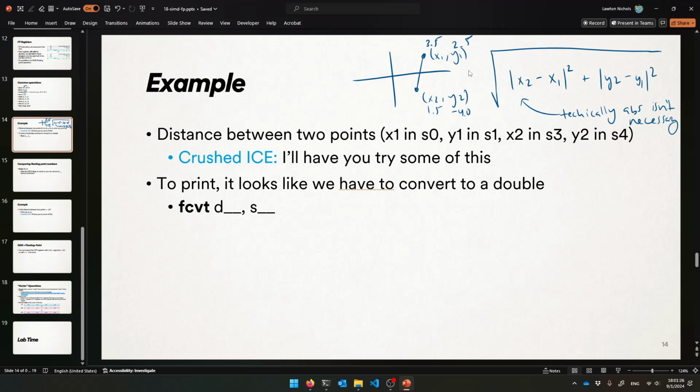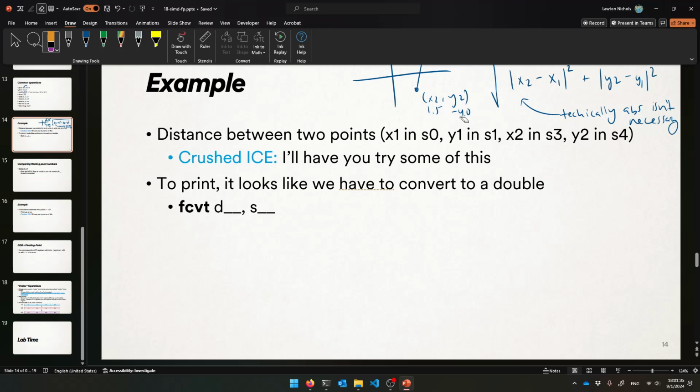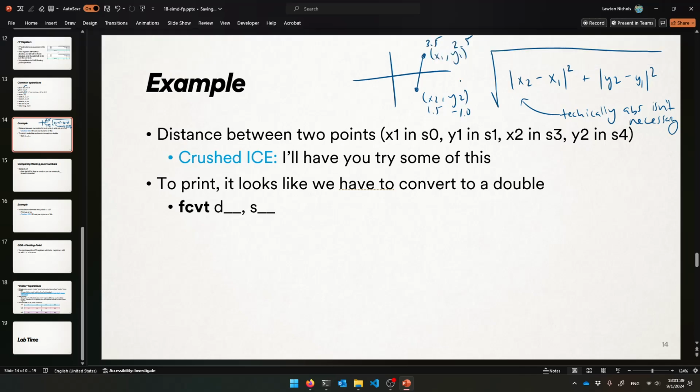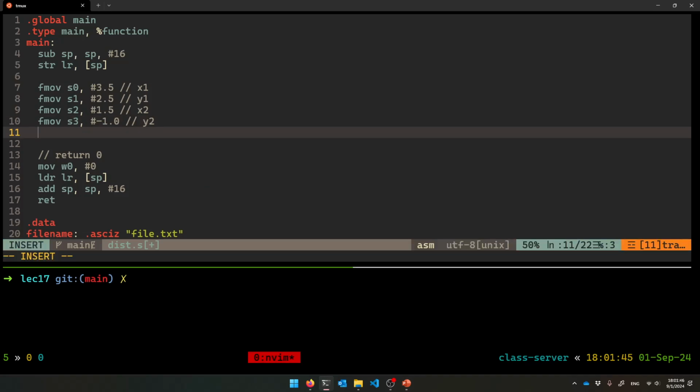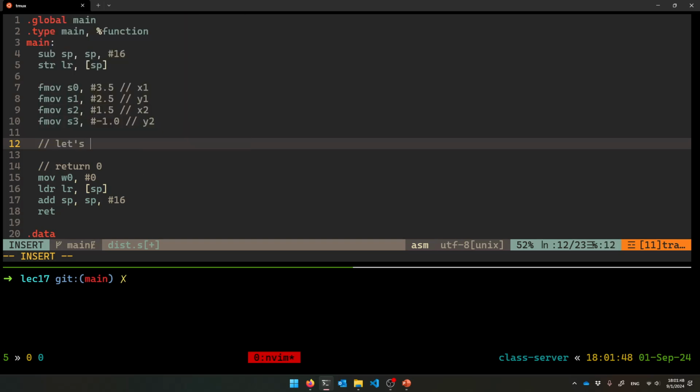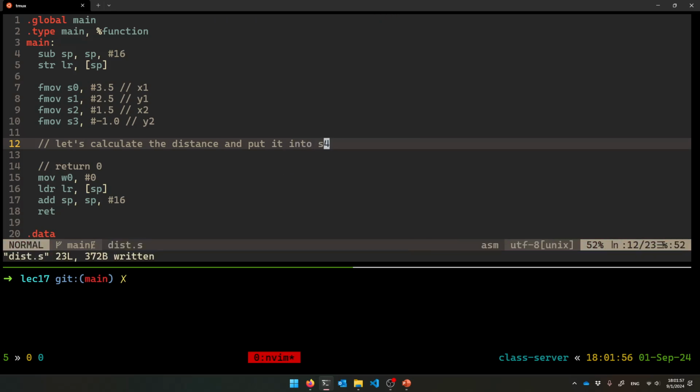So let's see, what else do I want to do? This is obviously not to scale. Maybe this should be negative 1.0. I think then my drawing would make more sense. Please forgive me, I know that's silly, but we'll say negative 1.0 there. So we've got those values, and now let's calculate the distance between these points and put the answer into, let's say, S4. That's where I want the answer to end up.